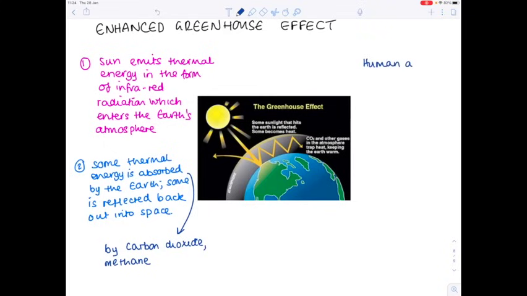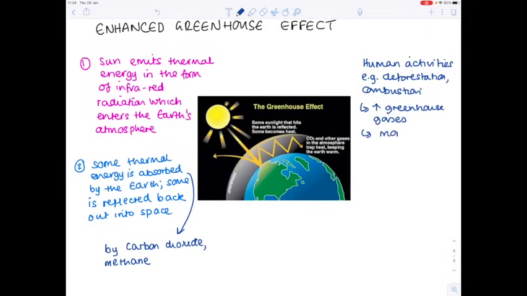So human activities, e.g. deforestation and combustion, lead to increased greenhouse gases, meaning that more thermal energy is absorbed and trapped. So our Earth's average temperature is rising. This is known as the enhanced greenhouse effect. Less thermal energy is lost to space, and therefore global warming has taken place.